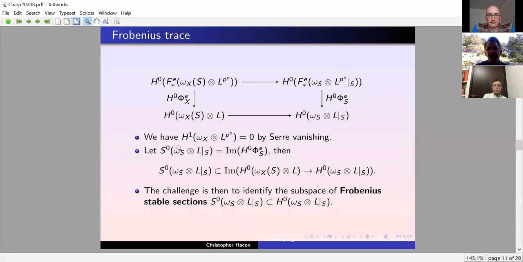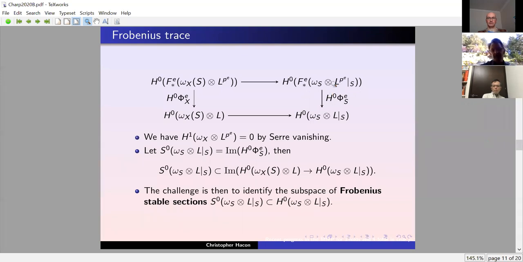And now, as I mentioned before, by Serre vanishing, we have that H1 of omega X tensor L to the p to the e will vanish. And so the top row is actually a surjection. So on the top row, we get that sections of omega S twisted by a high power of L actually extend to the ambient variety. So this doesn't tell us that the bottom row is surjective unless we know that the right-hand side map is surjective, which in general it isn't.